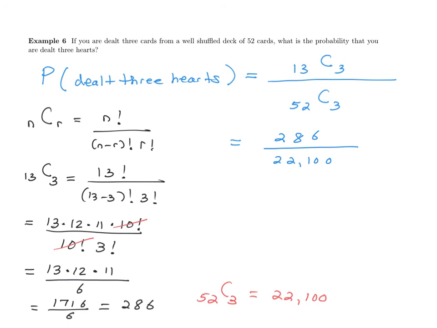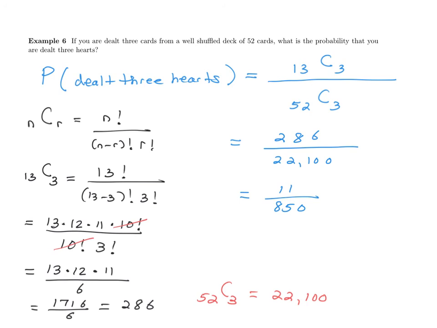Probably got to simplify this. So I'll divide it in my calculator. Let's see. Okay, 286 divided by 22,100. The fraction I get reduced is 11 out of 850. So the part to the whole. I can't reduce that anymore. It might be nice to see that as a fraction. Sorry, as a decimal.